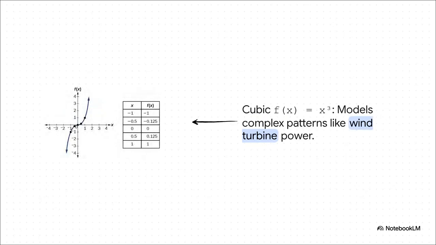Next, let's grab the cubic function, f(x) = x³. It's got this distinctive S-curve. This shape is great for modeling more complex relationships, things that grow, maybe flatten out for a bit, and then start growing again. Think about the connection between wind speed and the power you get from a wind turbine. It doesn't just increase in a straight line, it's more complicated than that.